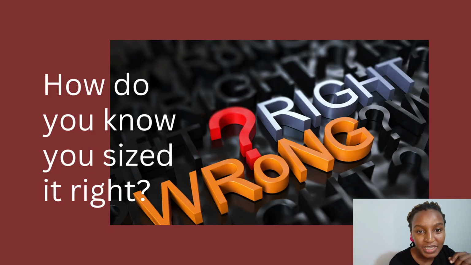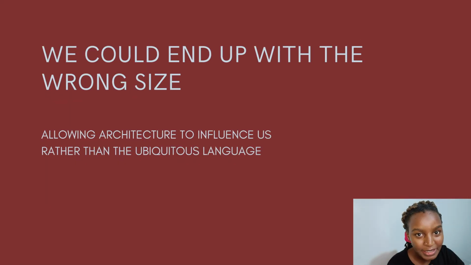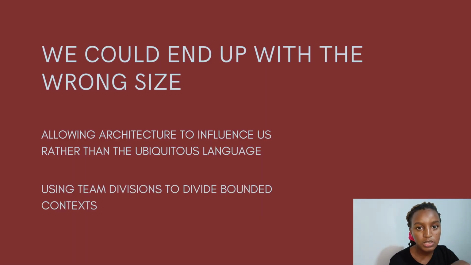So how do you know you sized your bounded context right? You would end up having the wrong size if you allow architecture to influence you rather than the ubiquitous language. The bounded context is also in the ubiquitous language, so that's the only thing that should be guiding the size. You shouldn't be using things like, oh, we used this type of architecture on the last project, so let's use this to guide how big our bounded context is going to be. That's a wrong approach. Remember, just use the ubiquitous language. Check out the video on ubiquitous language to learn more about that if it's not something you're yet familiar with.